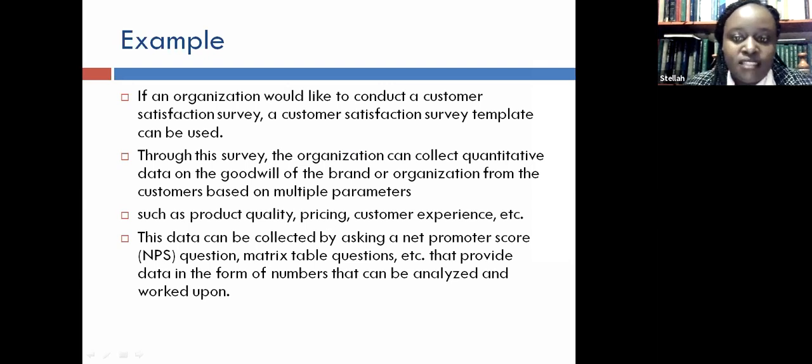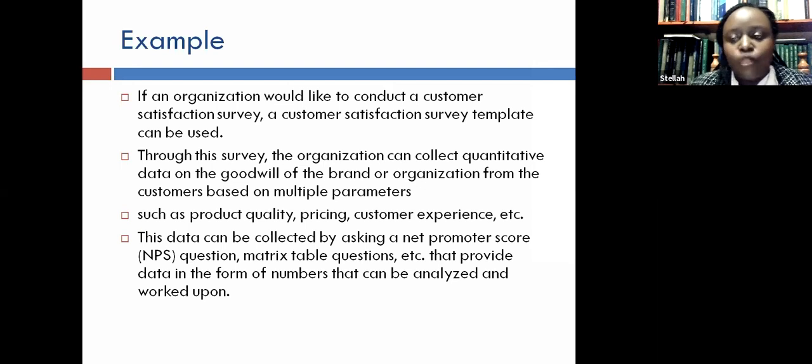Then in this survey, they're going to collect quantitative data whereby they look at variables like the quality of the products, pricing, customer service, and what have you. And for them to collect the data, they use things like the Net Promoter Score that shows the response of customers to your product. They can use a matrix table and what have you. So if you look at the example, if you're an organization, it is not possible to go to all your customers. So at some point, you might have to sample. Which customers do I want to focus on, or which customers do I use to get my data?